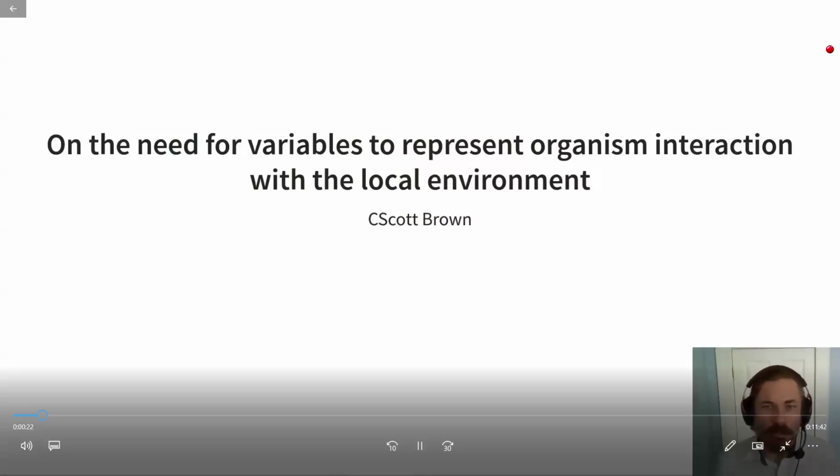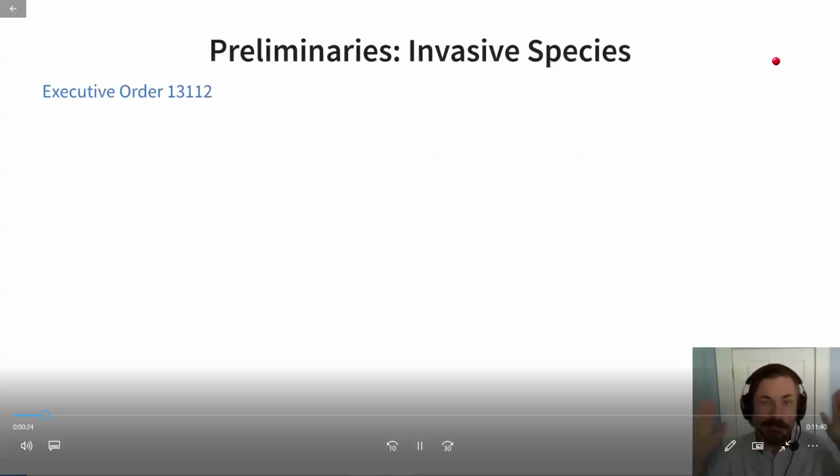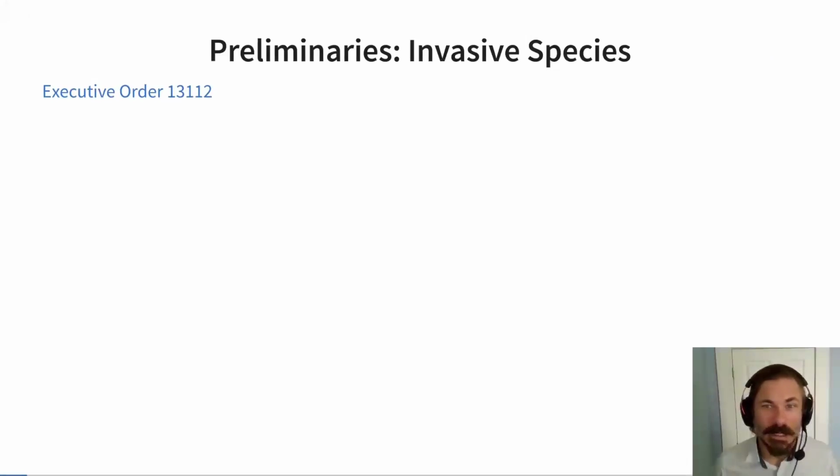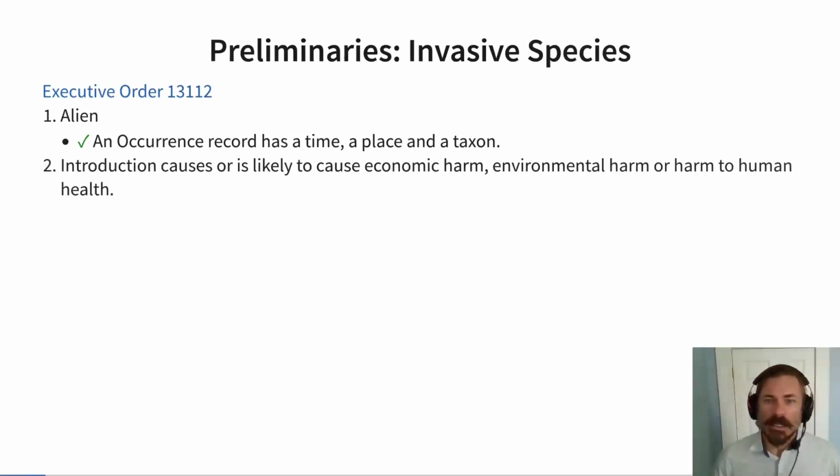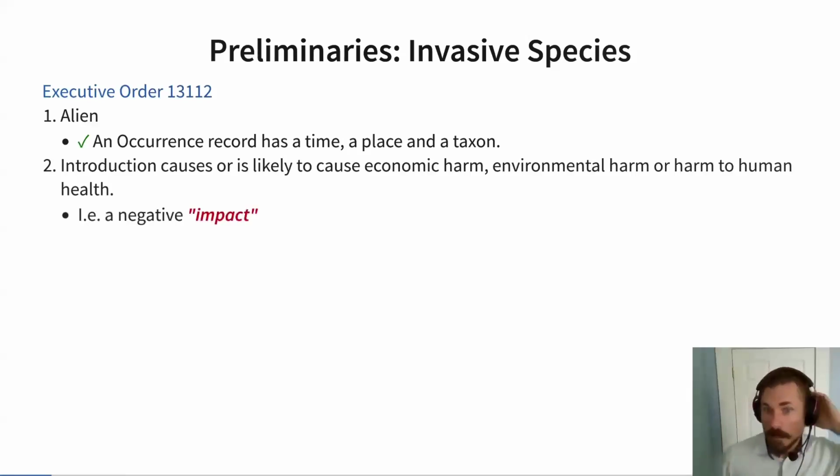So just to give a little background, he's not really going to define invasive species at an invasive species management symposium, is he? Yeah, specifically because I want to talk about one particular aspect, and that aspect isn't the alien aspect. That's pretty much covered by Darwin Core already. It's the impact aspect, that invasive species, by definition, are causing or are likely to cause some kind of harm, some kind of negative impact on their environment or on humans in their environment or nearby.